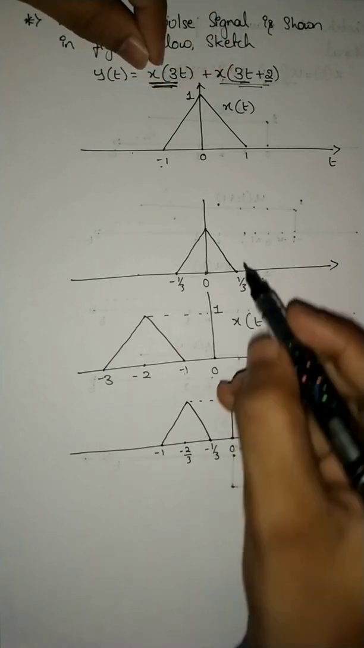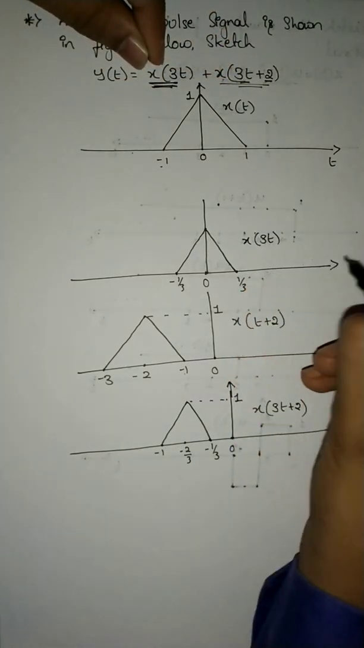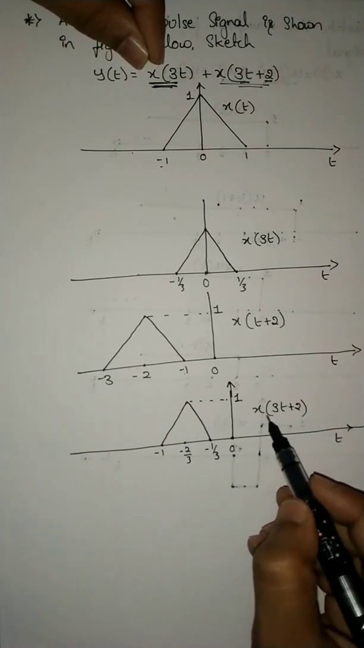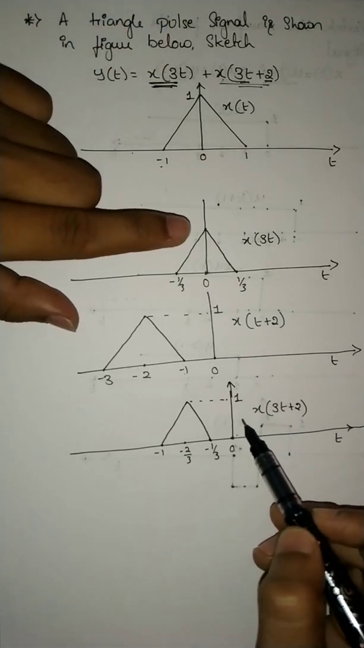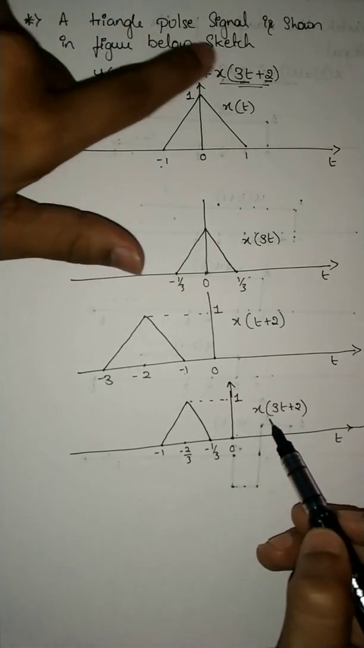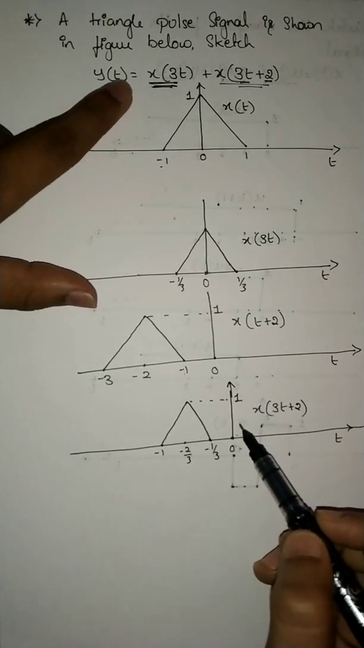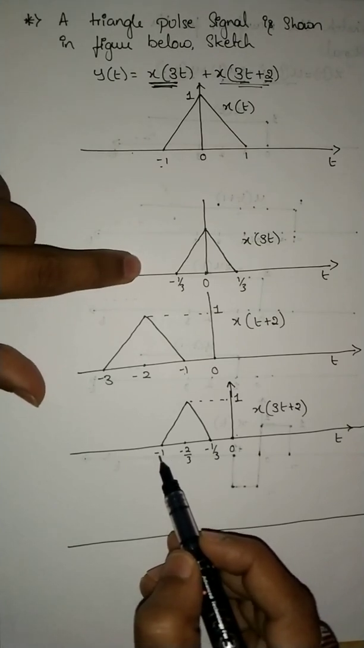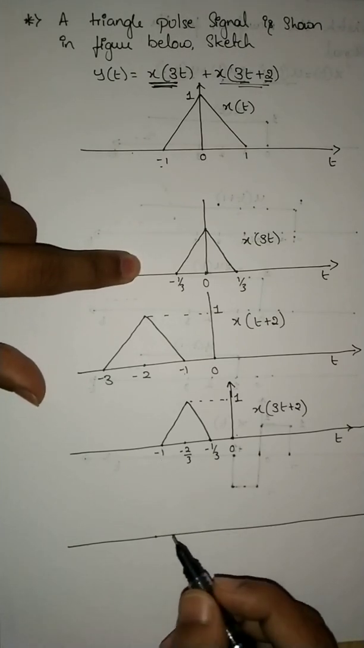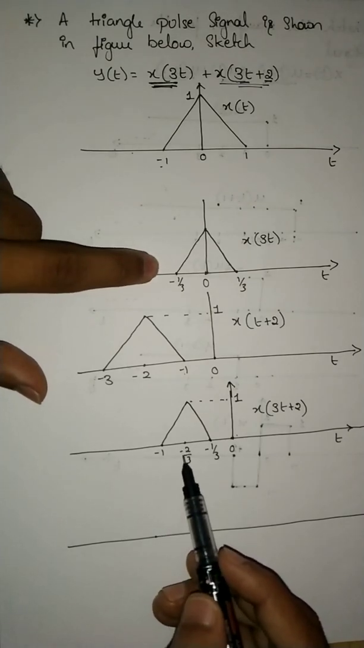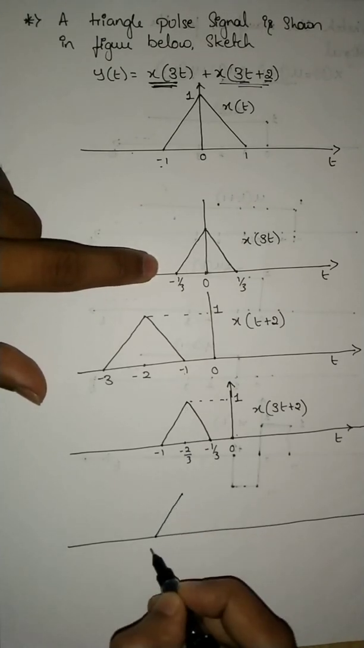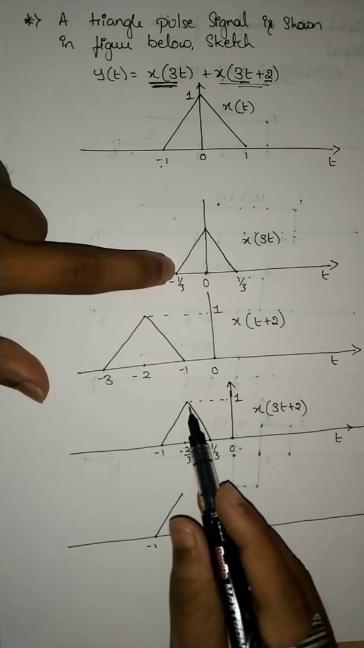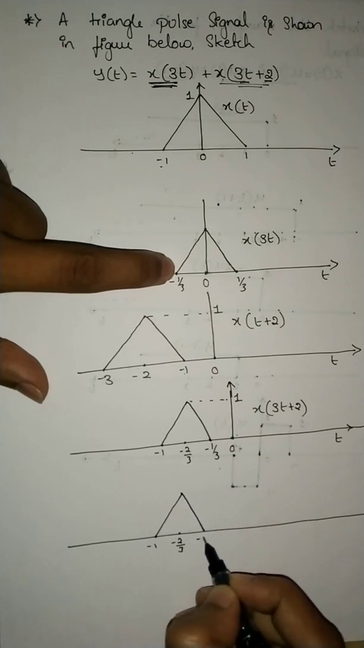Now we got x of 3t for time scale t and x of 3t plus 2. We need to add these two signals to get y of t. Let us add these two signals. At minus 1, here we are having 0 and here we are having 0. It starts at minus 1. And at minus 2 by 3, here it is 0, here it is 1. At minus 1 by 3, here it is 0, and here it declines to 0.